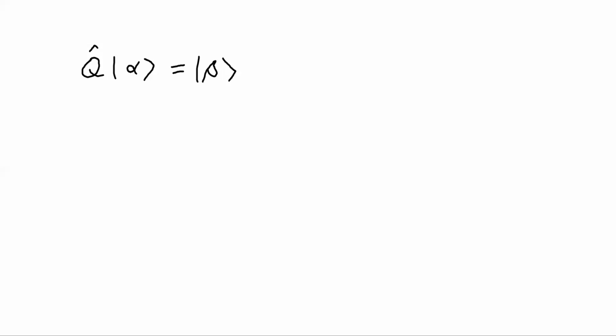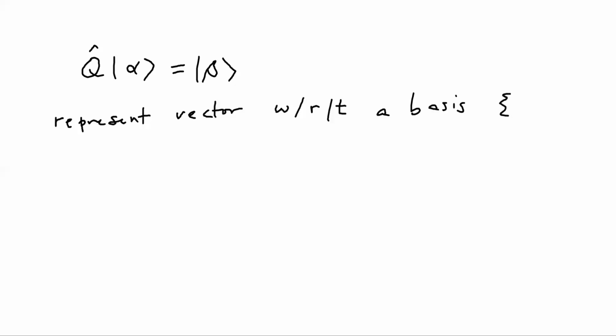So if we represent our vectors with respect to a particular basis, and remember my shorthand, a particular basis is going to be some set of unit vectors that, like I said, we'll use E sub n, and we represent the vector by its components.